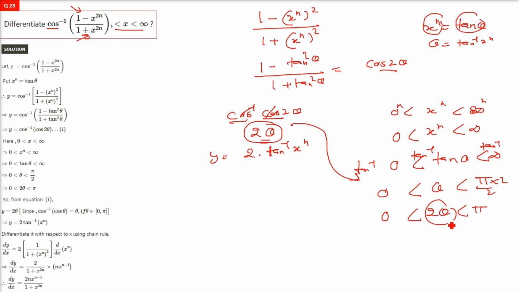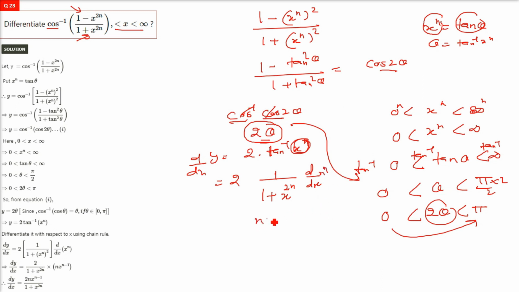Now we can easily differentiate 2 tan inverse x to the power n, which we came up with just a few seconds back, because we are within the limits, we have not gone out of the bound. So this is 2 tan inverse x to the power n. So dy by dx will be equal to 2, and we have tan inverse x to the power n. The derivative of tan inverse is simply 1 by 1 plus that content square. So x to the power n is there, so it is square, x to the power 2n.